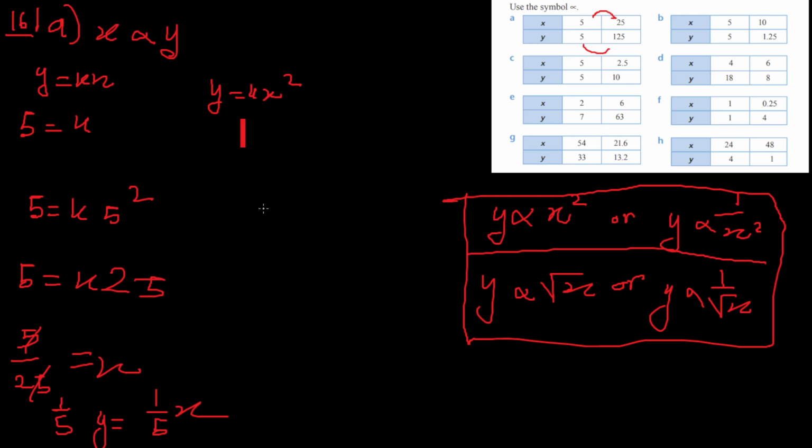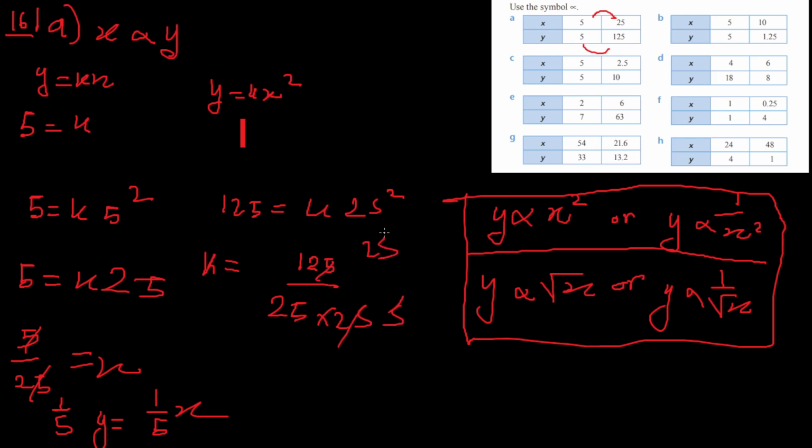And for this one, we just use 125 equals k times 25 squared. So if we do k equals 125 divided by 25 times 25, you can just do 5, this is going to be 25, and we get 5 divided by 25, which is 1 by 5. As you can see, we get k equals 1 by 5, and you see how these two are the same. So this means y is directly proportional to x squared.